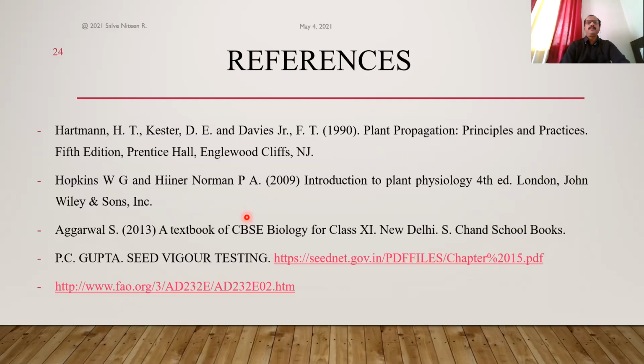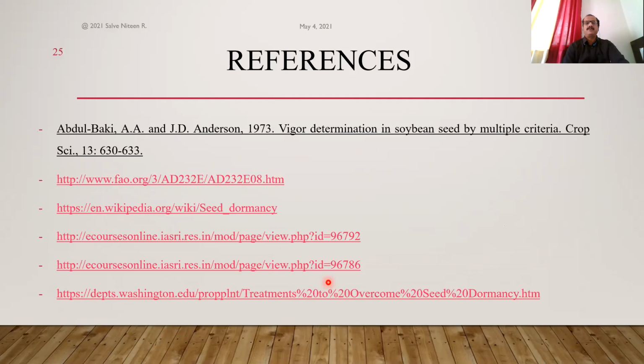Okay. So these are some of the references. Hartman and Kester, Davis. This is a very excellent basic reference book for seed germination and seed dormancy. This is another important good book. Hopkins reference book, Agarwal textbook. Some websites also I have referred for preparing these questions.